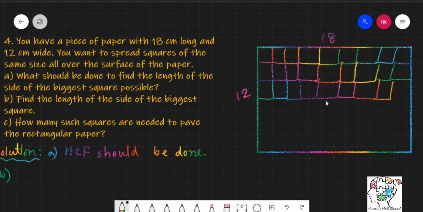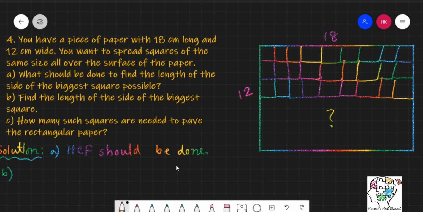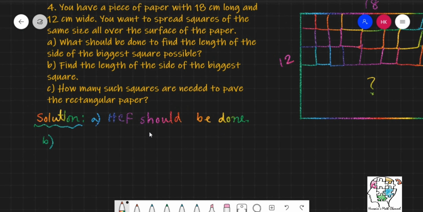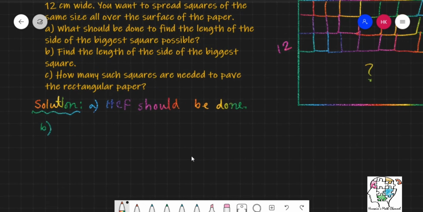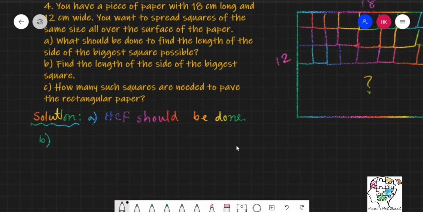Suppose all these squares are same size, so how many squares do we need, or how can we find what is the length of the side of the biggest square? So to find this biggest square, we just have to do the HCF. So HCF of 18 and 12. So at first we find the HCF of 12 and 18.